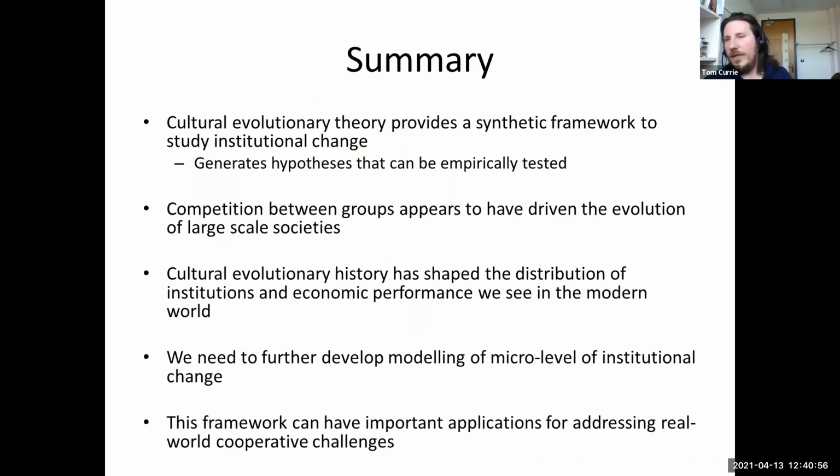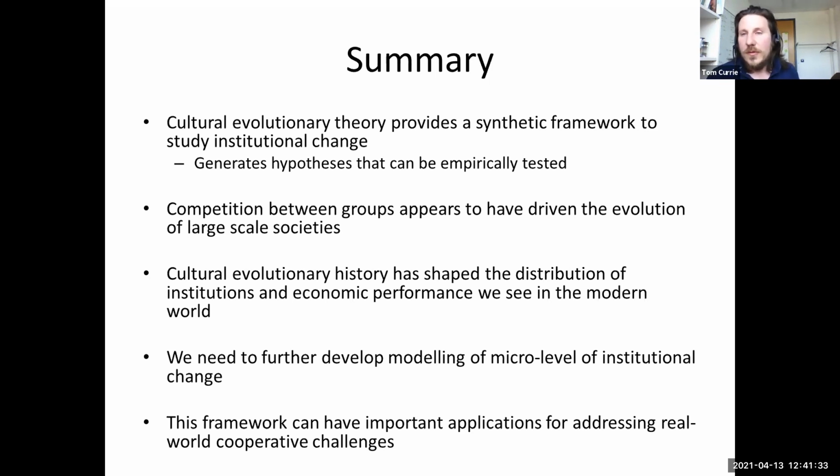So I'm going to finish off there. So what I want to say is that basically cultural evolutionary theory provides, I think, a synthetic framework to study institutional change. It allows us to generate hypotheses, and we can test those empirically. The analyses that we've done seem to suggest that competition between groups is a candidate for driving the evolution of large-scale societies. It's not been the only thing. There's been other factors that have affected this evolution.